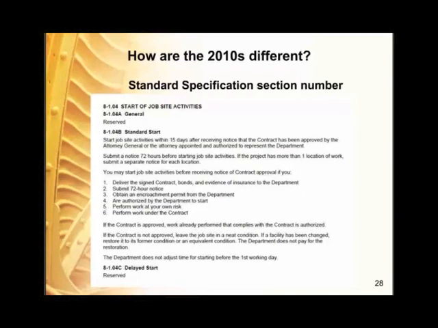Here is Section 8-104 in the standard specifications shown on page 104. Start of job site activities. The RSS and the special provisions refer to the section numbers in the standard specification. This helps in knowing specifically where changes are being made.